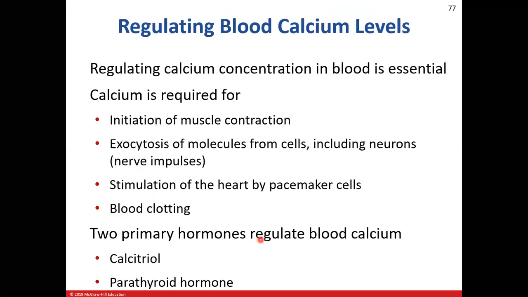So, how do we regulate the calcium concentration in blood? Well, regulating calcium is essential because it is required for the initiation of muscle contractions, exocytosis of molecules from cells, including our neurons. It's also involved in the stimulation of the heart by the pacemaker cells, as well as blood clotting. Now, the two primary hormones that help regulate blood calcium are going to be calcitriol and the parathyroid hormone.